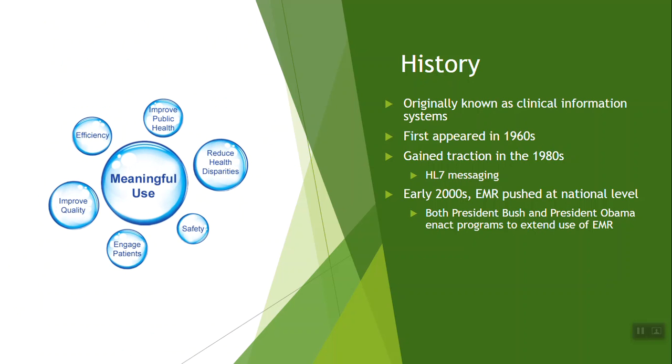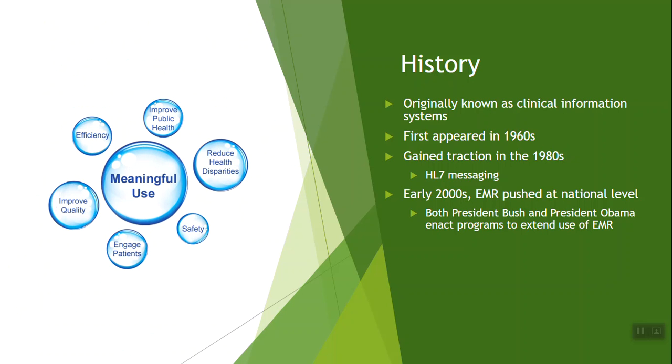So the history of EMR. Originally it was known as Clinical Information Systems and first appeared in the 1960s. They started gaining traction in the 1980s, and around that time is when HL7 messaging came into play. HL7 messaging is just the type of coding that allows for the data to pass between servers. And then in the early 2000s, EMR was pushed at a national level. Both President Bush and President Obama enacted programs to extend the use of EMR. And under President Obama, the term meaningful use became more well known.